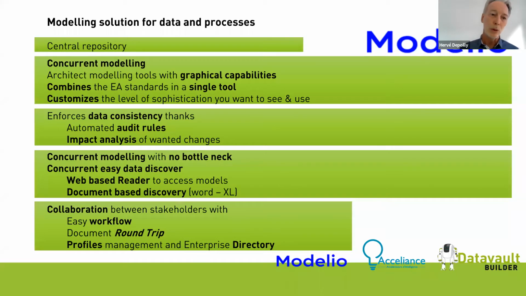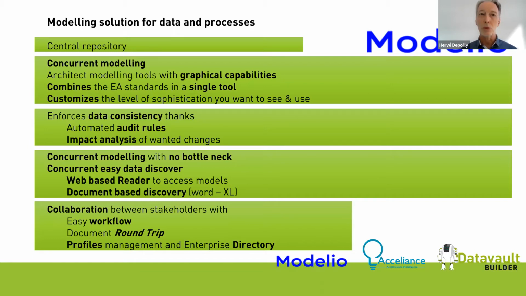So it also offers other functions like concurrent modeling with no bottlenecks for the architects, but also, I would say, for the business people. They can easily discover the data, for all the stakeholders, either on a web-based reader to access the graphical models or the data description, or for some other actors who prefer classical documentation like Word or Excel, we can automatically generate very qualitative documentation this way and use it for collaboration. So the collaboration between the stakeholders is an easy, simple workflow.